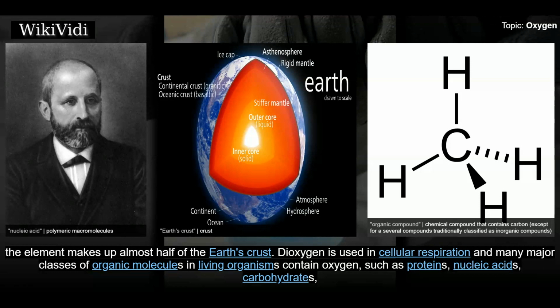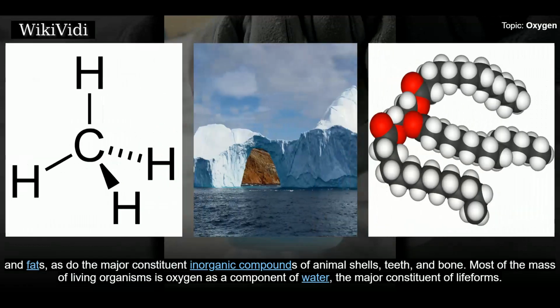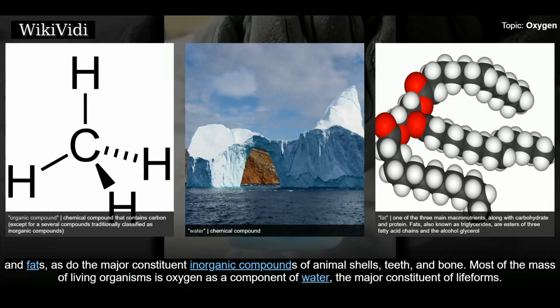Dioxygen is used in cellular respiration, and many major classes of organic molecules in living organisms contain oxygen, such as proteins, nucleic acids, carbohydrates, and fats, as do the major constituent inorganic compounds of animal shells, teeth, and bone. Most of the mass of living organisms is oxygen as a component of water, the major constituent of life forms.